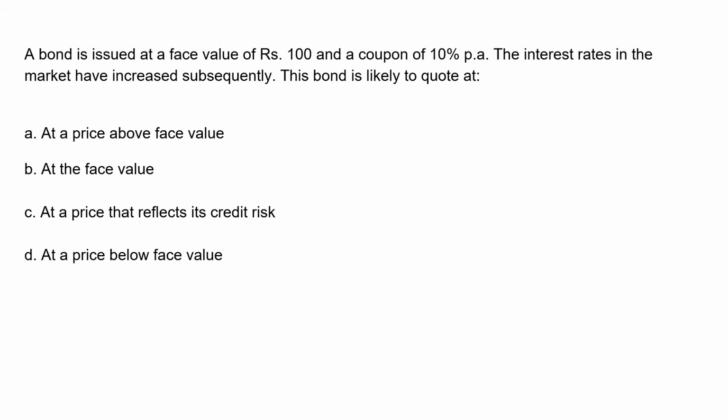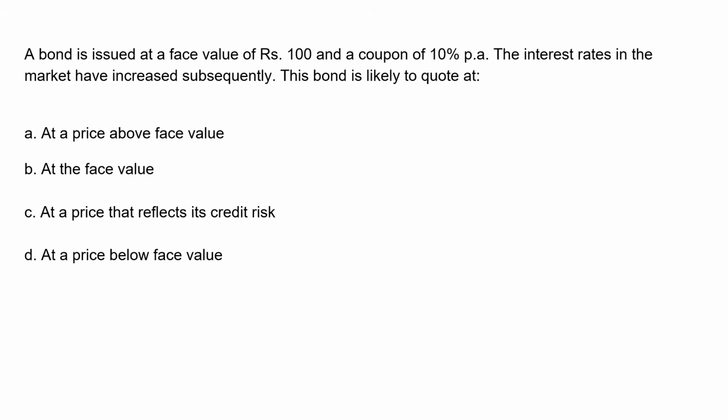Now let's come to the questions and answers. The very first question is: a bond is issued at a face value of rupees 100 and a coupon of 10 percent per annum. The interest rates in the market have increased subsequently. The bond is likely to quote at: say for example, now here you have seen the situation, the face value is 100, the coupon rate is 10% per annum, but suddenly the interest rate in the market has come up. What is going to happen if the interest rates are going up? The price value of the bond will decrease, right?